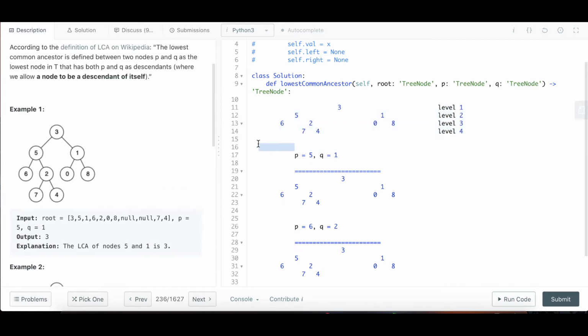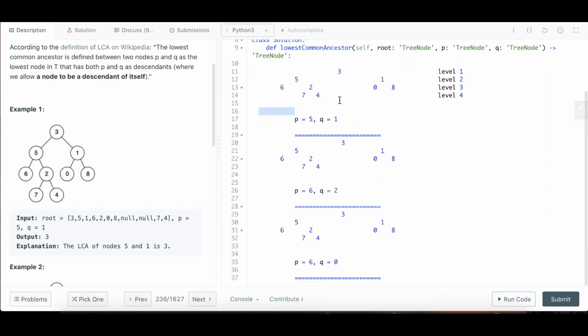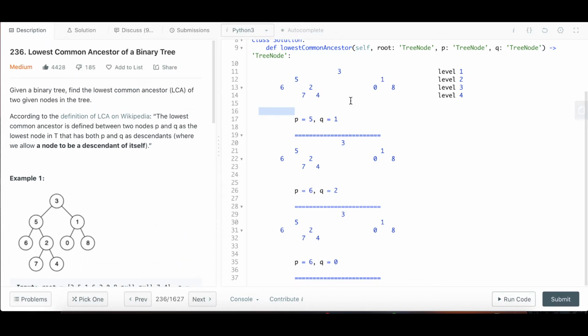Similarly, I tried to draw some examples here to make it more clear. So you're looking for 5 and 1. This is the same as the example shown in the problem description. What happens is that we first go and search the left subtree, you can see here the left subtree, and try to find either 5 or 1. And if we find one of them, we somehow mark it. We keep that in mind. We hold that, right? And after that, we go and check the right subtree to see whether we can find a node or not.